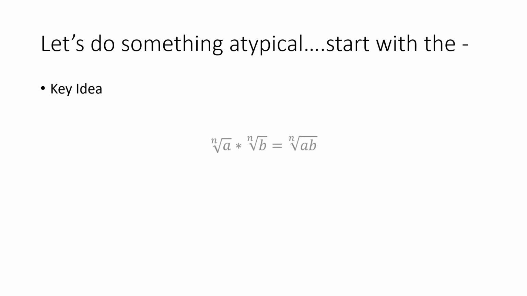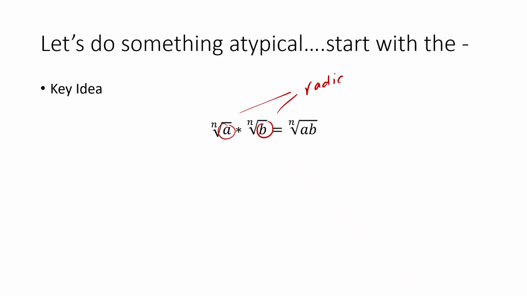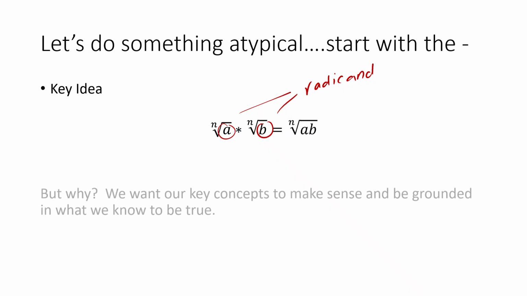Okay, so the key idea is this. If you have the nth root of a times the nth root of b, that is equal to the nth root of a times b. In other words, you can simply multiply what are called the radicands. So the a and the b, the vocab word for that is radicand. It's the word for whatever is underneath the radical, and we can just multiply them together and then take the nth root, whatever that might be, of the product.